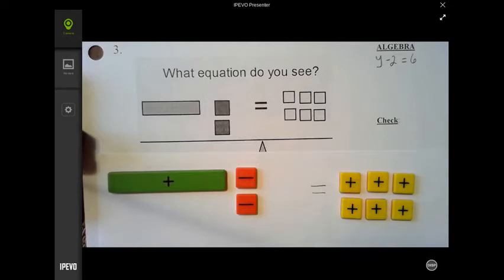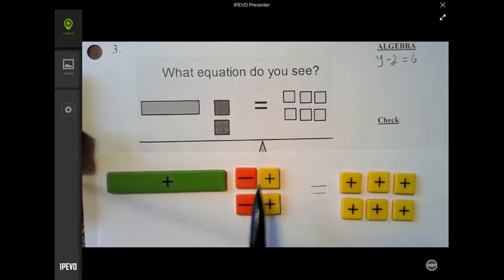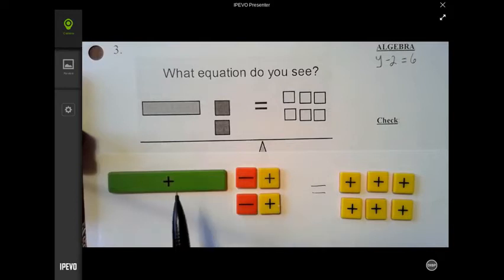And so if I make a 0 pair, remember that the 0 pair is a negative and a positive together. A negative 1 and a positive 1, this makes 0. Okay, so I'm going to make a second 0 pair as well. There we are. So I've got 2 0 pairs here. This is 0 and this is 0 as well. Y plus 0 is just y.